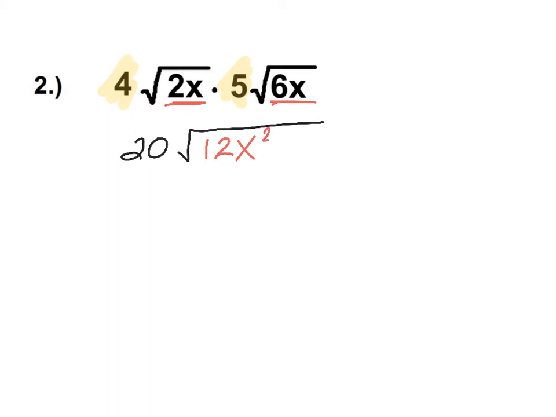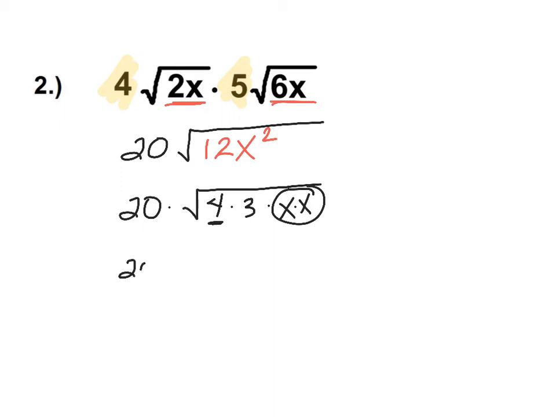All right, now all I have to do is simplify that square root. So I still have a 20 out front. Underneath that 12, I can divide that up into 4 times 3. So that gives me a perfect square right there. And x squared is a perfect square, or you can think of it as x times x, and that's a pair of x's that are going to come out.